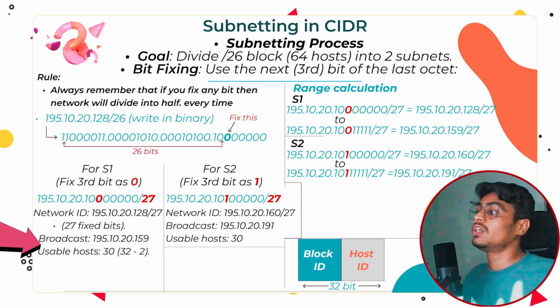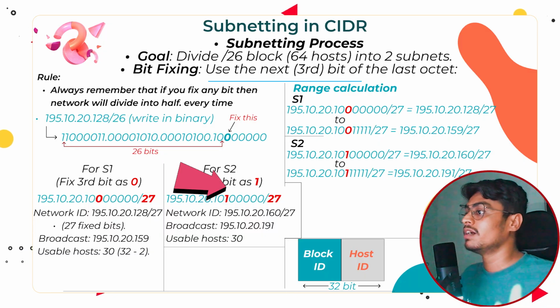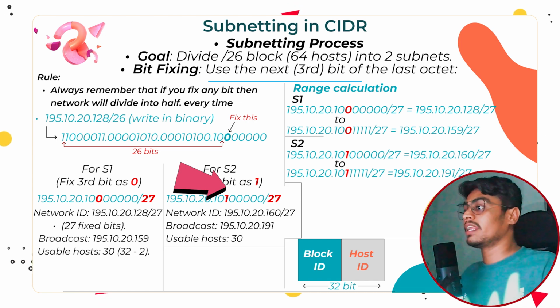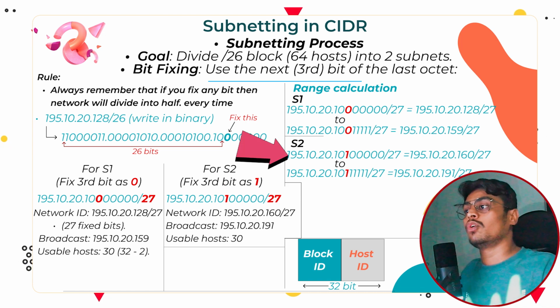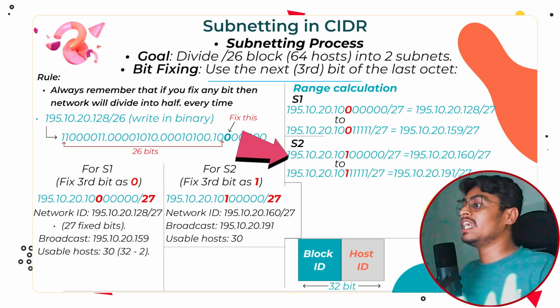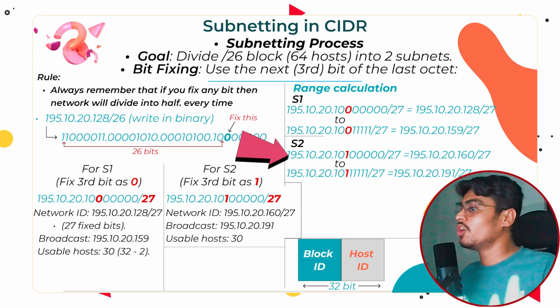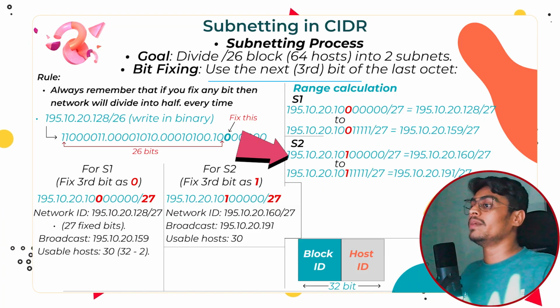Okay, now for subnet 2, we have fixed 3 bits here, 101, in the last octet. The remaining 5 bits vary from 000 to 111. The range will become 195.10.20.160 to 195.10.20.191. There will be 32 addresses also.